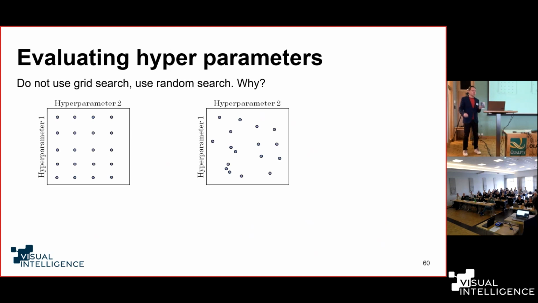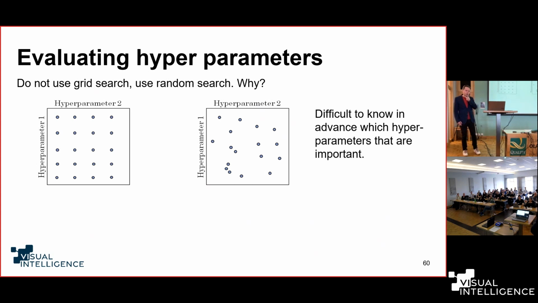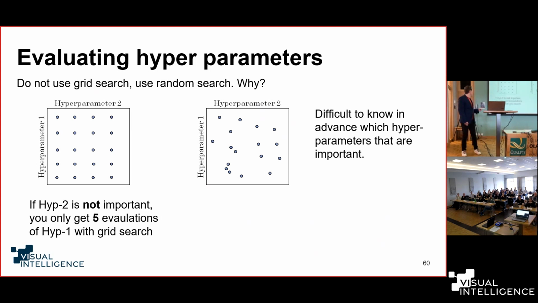Okay, evaluation. I will not recommend grid search like this. Use a random search instead. The reason for that is simple: it's difficult to know in advance which hyperparameter is important. So here, if hyperparameter 2 is not important, then I only get 5 evaluations of hyperparameter 1. But in this case, I get all 20.